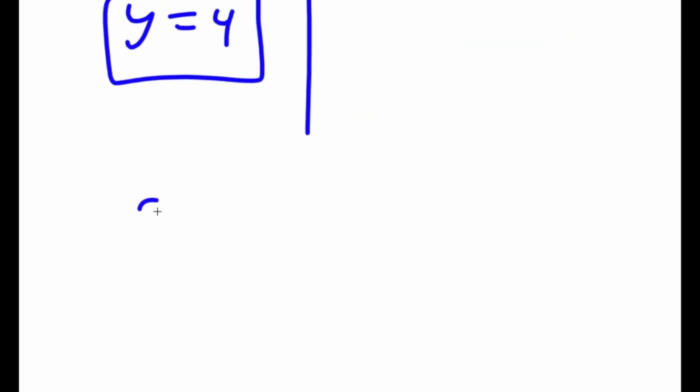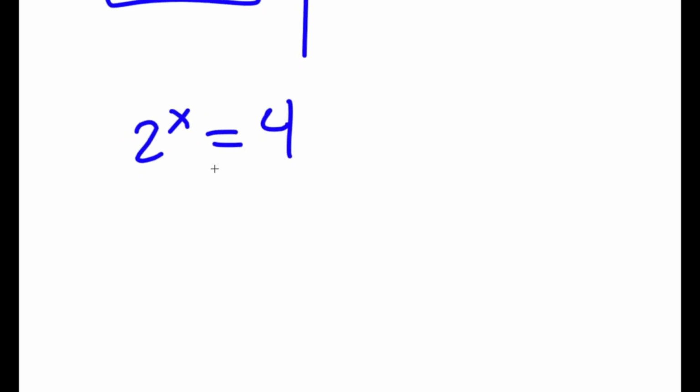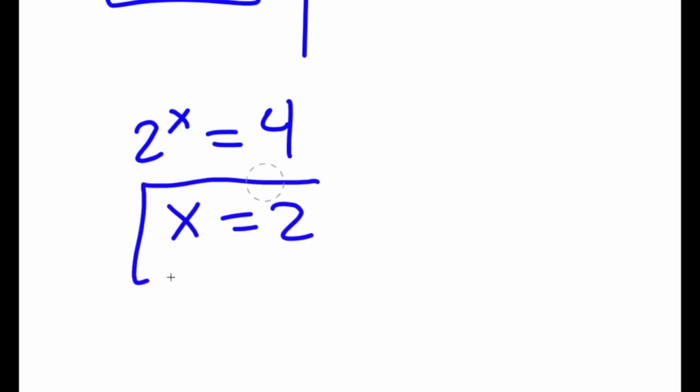So now if I have 2 to the power of x is equal to y, and y is 4, that means I have 2 to the power of x is equal to 4. And 2 to the power of what number equals 4? 2, right? So I get x is equal to 2. And this is my solution to this problem.